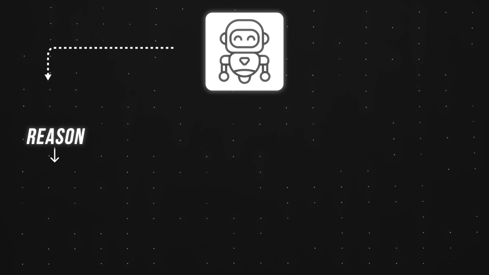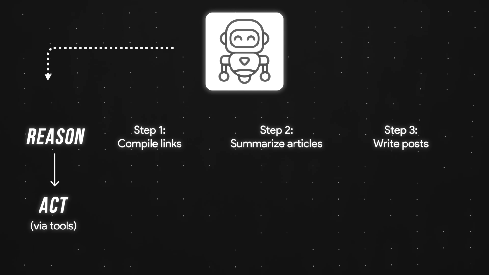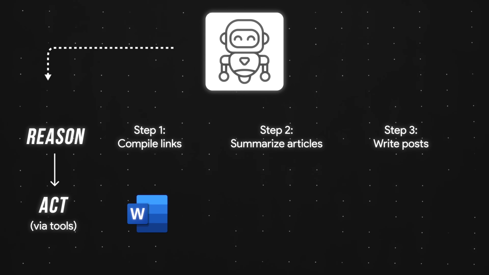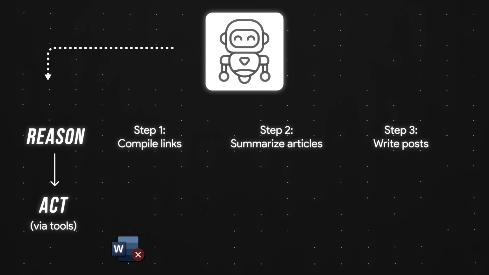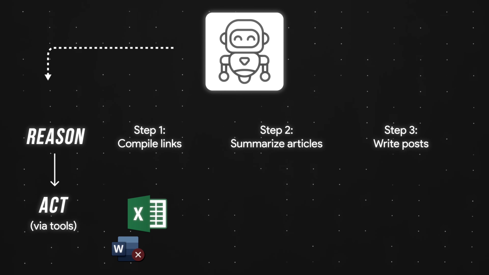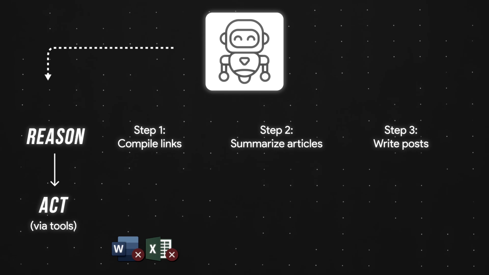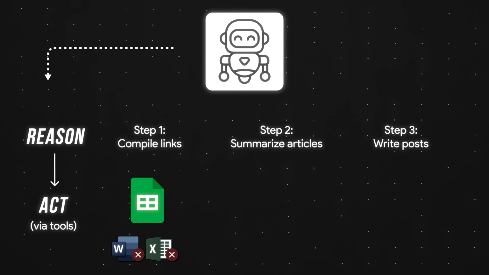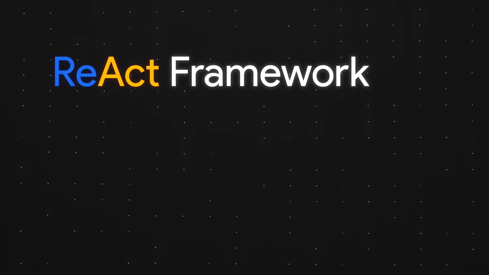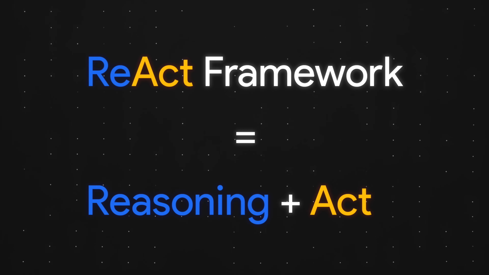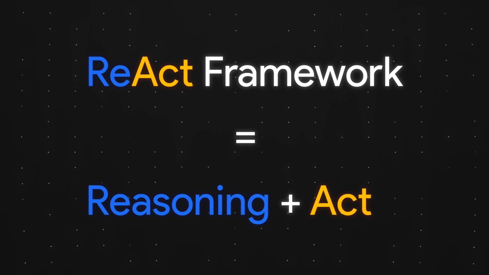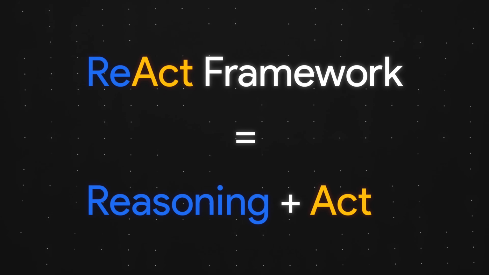The AI agent must act, aka do things via tools. Should I use Microsoft Word to compile links? No, inserting links directly into rows is way more efficient. What about Excel? No, the user has already connected their Google account with make.com, so Google Sheets is the better option. Pro tip, because of this, the most common configuration for AI agents is the ReAct framework. All AI agents must reason and act, so ReAct. Sounds simple once we break it down, right?